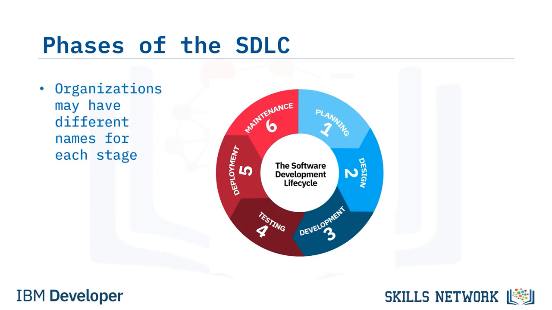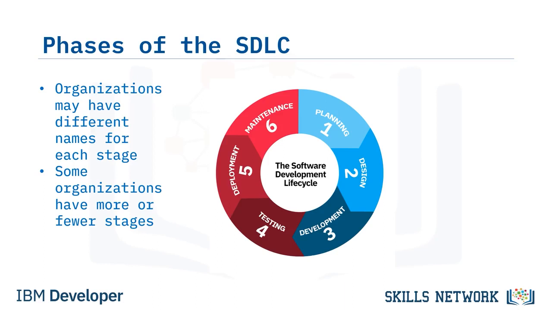Note that some organizations may have different names for each stage. For example, planning may be called requirements or strategy or analysis. Also, some organizations may have additional or fewer stages.